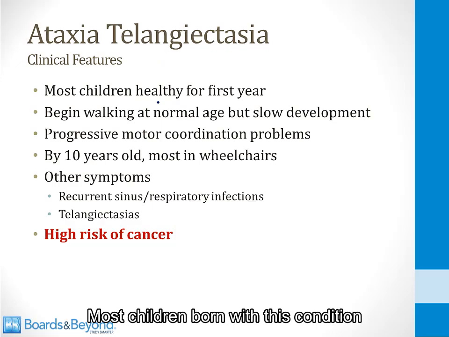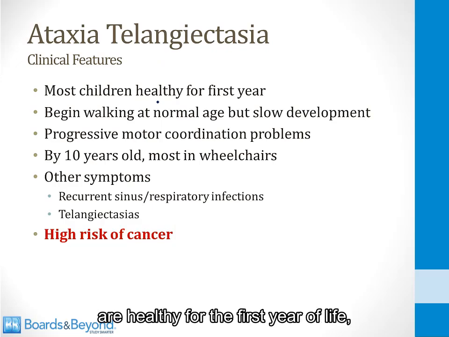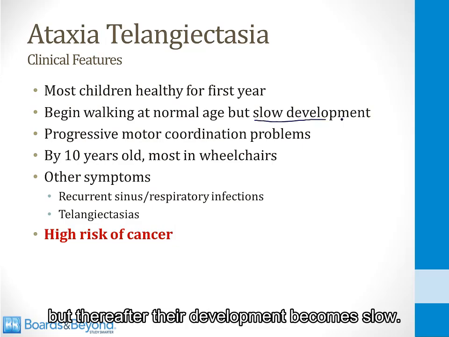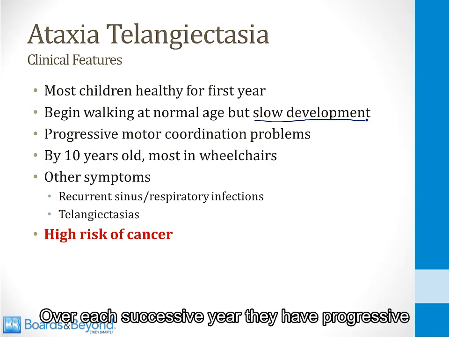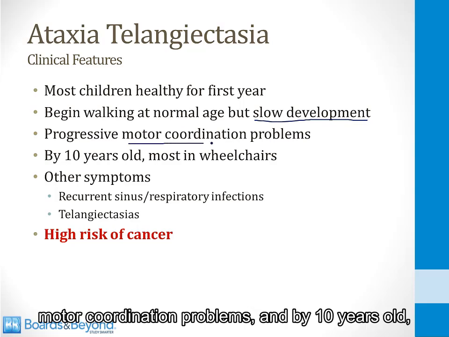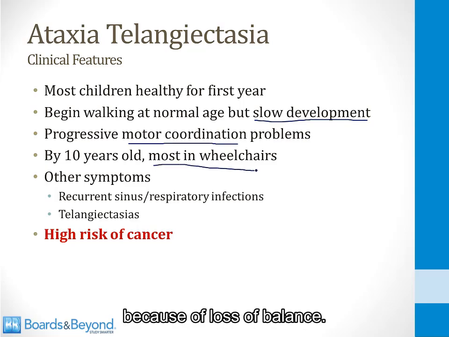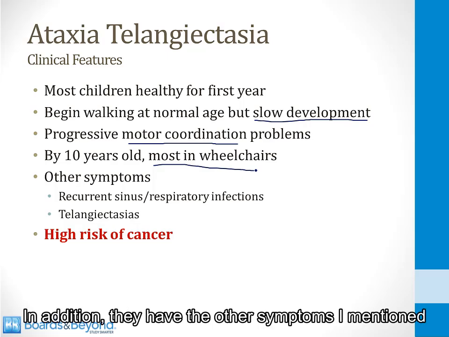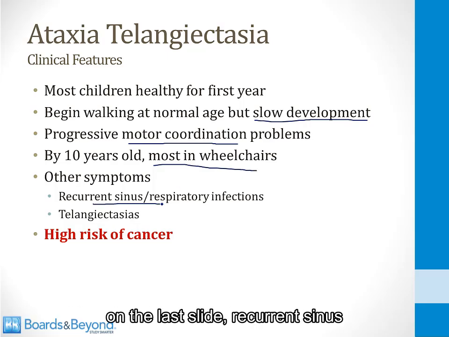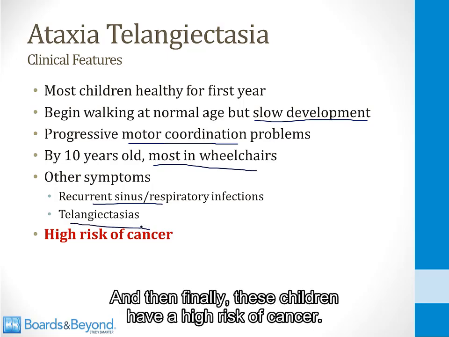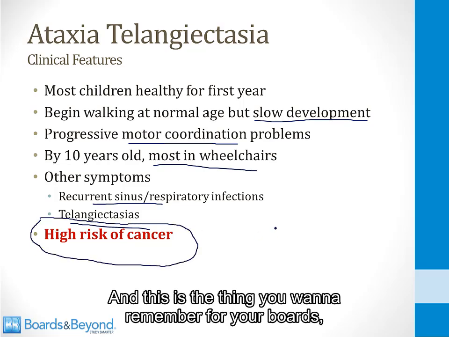Most children born with this condition are healthy for the first year of life, and they may even begin walking at a normal age, but thereafter their development becomes slow. Over each successive year they have progressive motor coordination problems, and by 10 years old most children with ataxia telangiectasia are in wheelchairs because of loss of balance. In addition, they have the other symptoms I mentioned on the last slide: recurrent sinus and respiratory tract infections, and telangiectasias may be present on the skin. And then finally, these children have a high risk of cancer, and this is the thing you want to remember for your boards.